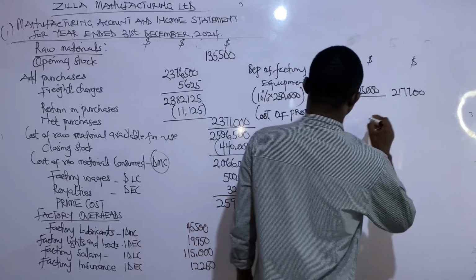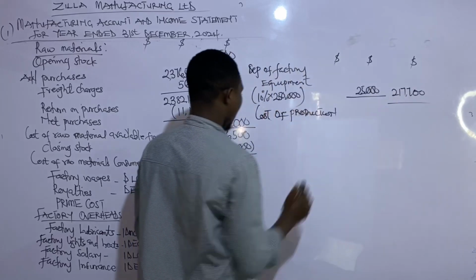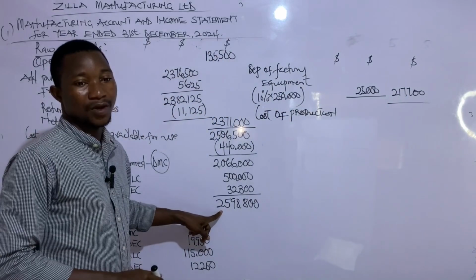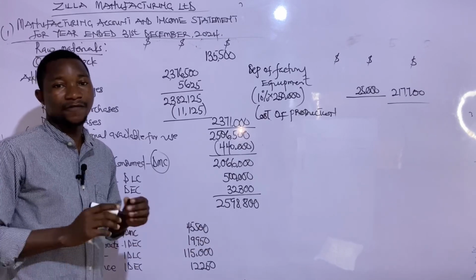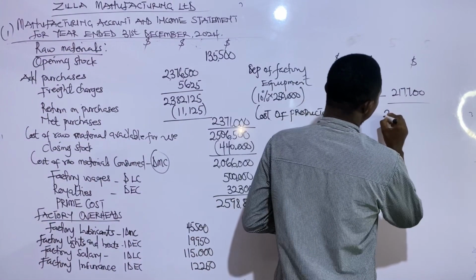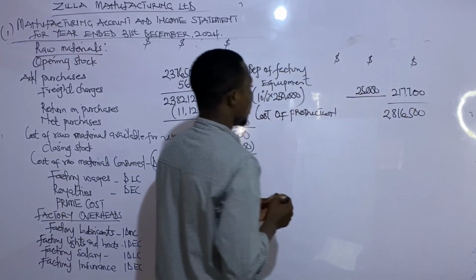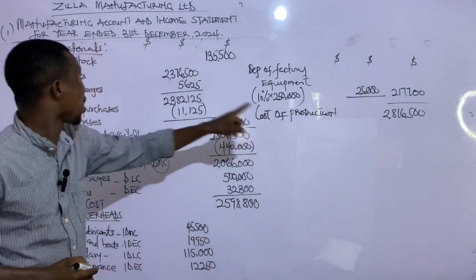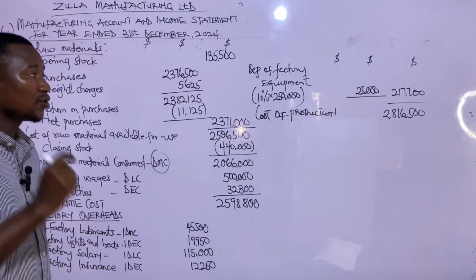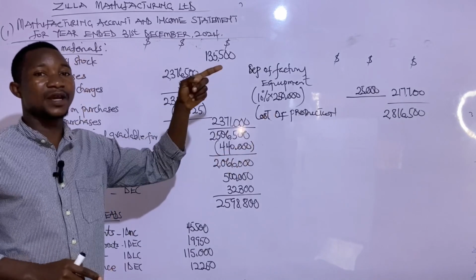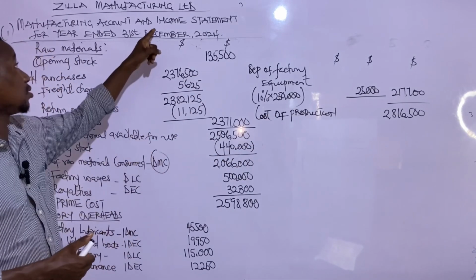So cost of production, as I said, will be the summation of the factory overheads and the prime cost. Is that okay? And this will give us 2,816,500. Good. And this cost of production is the reason why we are preparing the manufacturing accounts. Now, take note that this cost of production will be transferred to the selling department or the finished goods. That is where we are.